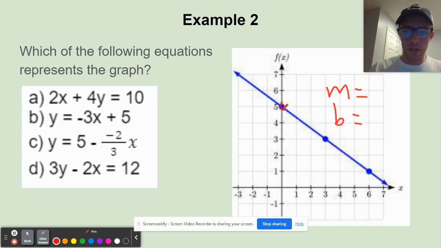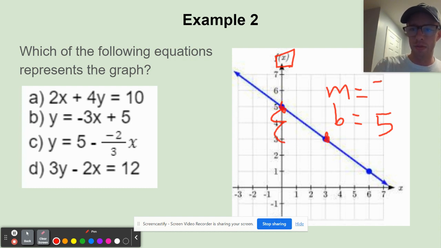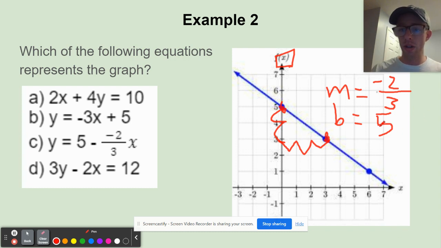The y-intercept is 5. That's where it crosses the y-axis. F of x is just another way of saying the y. So this is 5. M is a slope. So how do I get from one point to the other? Change in y over the change in x. The change in y is I go down 2, and then I go over 1, 2, 3. So the slope here is negative 2/3. So I have a slope of negative 2/3 and a y-intercept of 5.